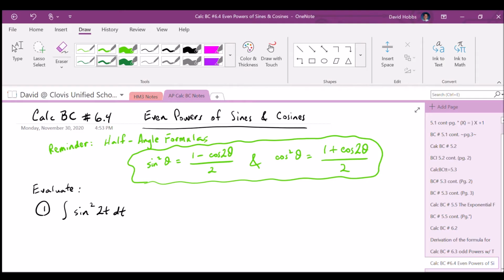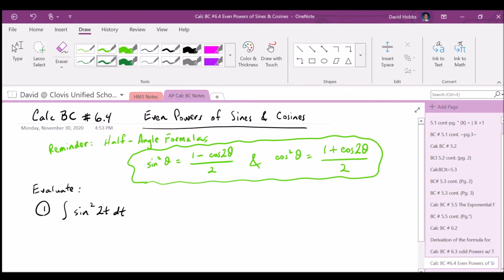This is Calc BC, and it's Objective 4 for Unit 6, and we're dealing with even powers of sines and cosines. A little bit tougher to deal with than the odd powers for the trig functions, but anyway, it's useful for us to remind ourselves about the half-angle formulas. Sine squared theta is 1 minus cosine 2 theta over 2, and cosine squared theta equals 1 plus cosine 2 theta all over 2. These will definitely come into play.